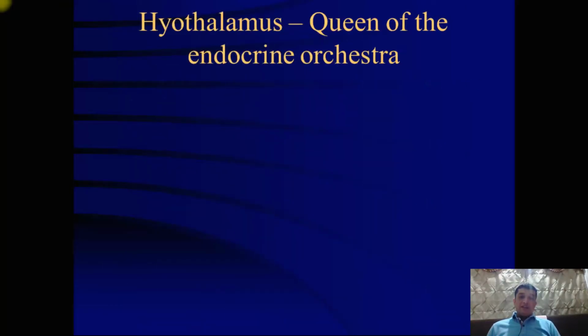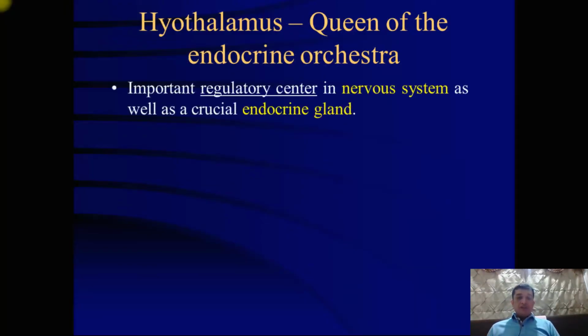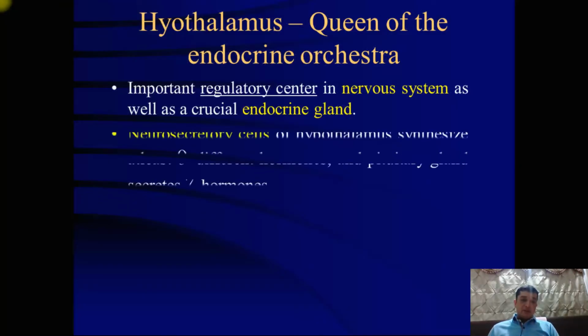So definitely it is the queen of the endocrine orchestra. We have discussed that the anterior pituitary gland is controlling all other endocrine glands, but the control of the anterior pituitary gland is under the influence of the hypothalamus, right? So it is a very important regulatory system in the nervous system, with various functions relevant to the nervous system, which we have summarized, and its role as an endocrine gland we have also discussed.